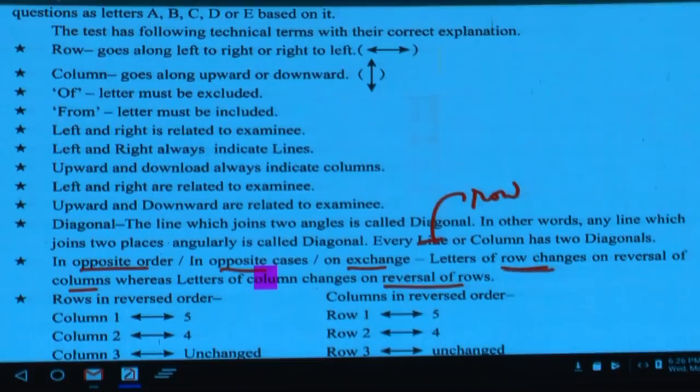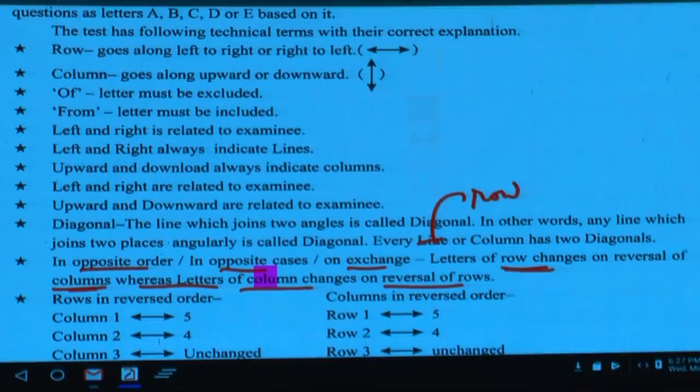Letters of row changes on reversal of column. That means if you are exchanging two columns, then in these two columns, the letters in the rows will get changed. And vice versa, whereas letters of column changes on reversal of rows. Now if you are reversing two rows, row 3 and row 2 are getting interchanged. Hence this element is going to that place, then which letter will be changed here?